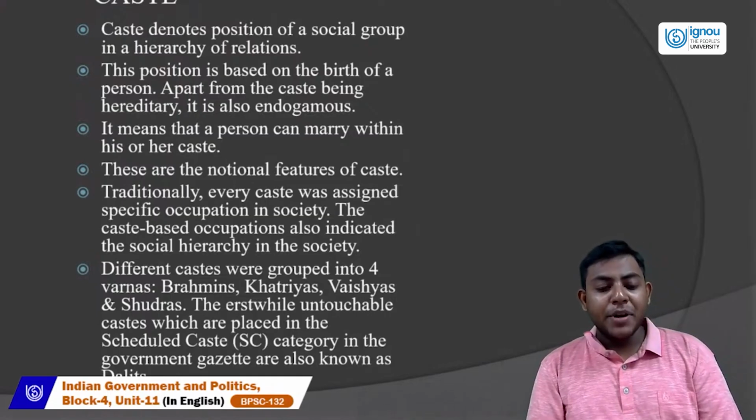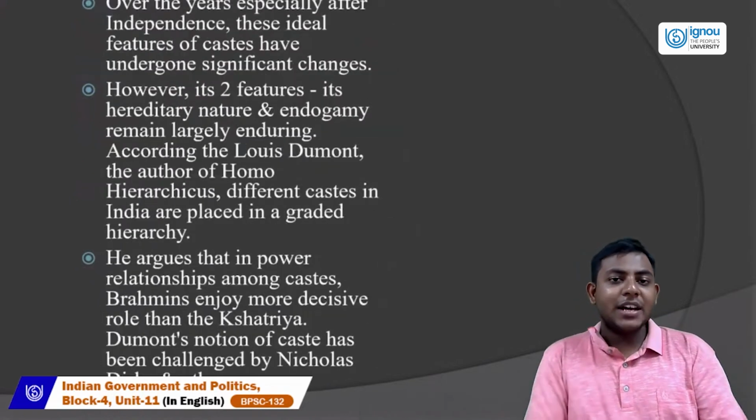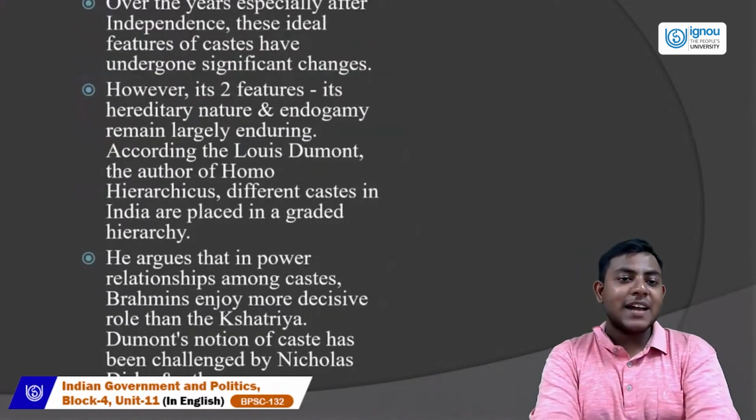Different castes were grouped into 4 varnas, that is Brahmins, Kshatriyas, Vaishyas, and Shudras. The erstwhile untouchable castes, which are placed in the scheduled caste (SC) category in the government gazette, are known as Dalits. Over the years, especially after independence, these ideal features of caste have undergone significant changes. However, two features, its hereditary nature and endogamy, remain largely enduring.